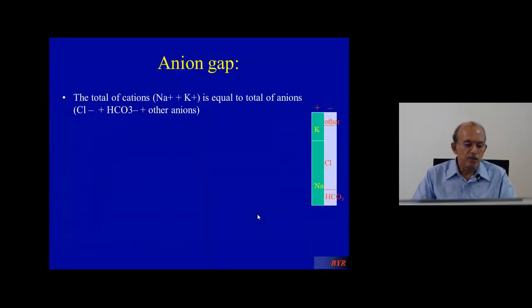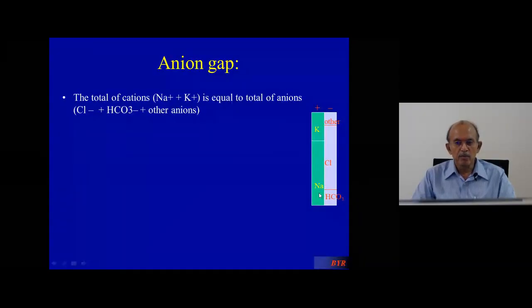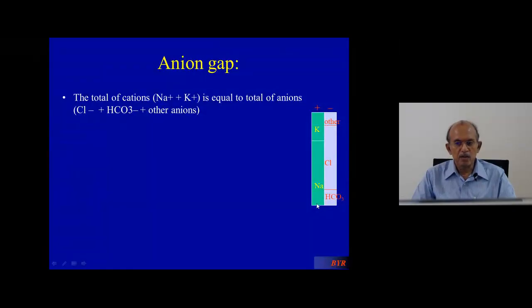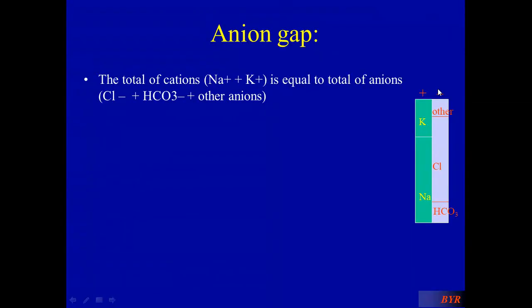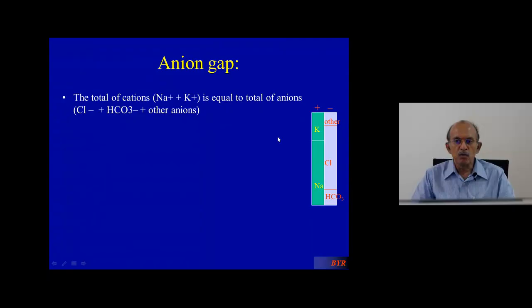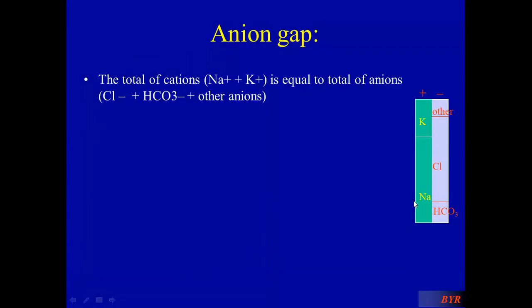It seems Santhi didn't follow about anion gap. The total of cations is equal to the total of anions: potassium, sodium, magnesium, calcium. Together, the total will be around 145, let us suppose. The anions also will be 145, and they will always be equal.